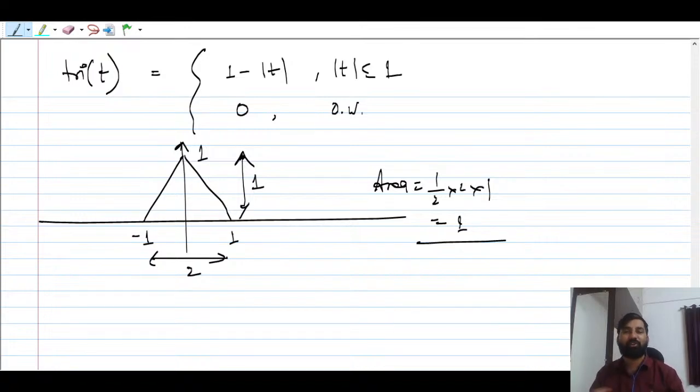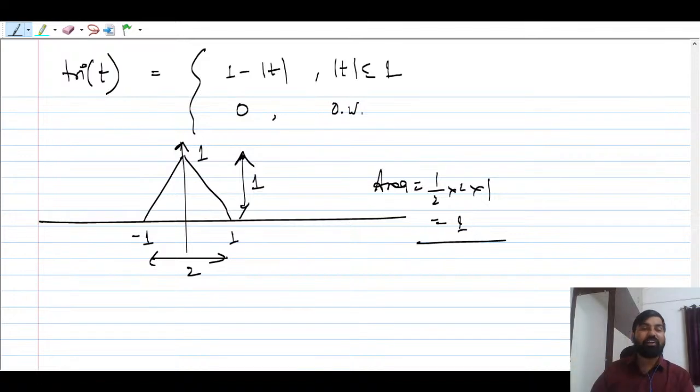This is also very important to keep in mind. This pulse has even symmetry. If you put x(t) equal to x(-t), they will not change. x(t) and x(-t) are going to be the same. So this is very important, and you have to always remember this.